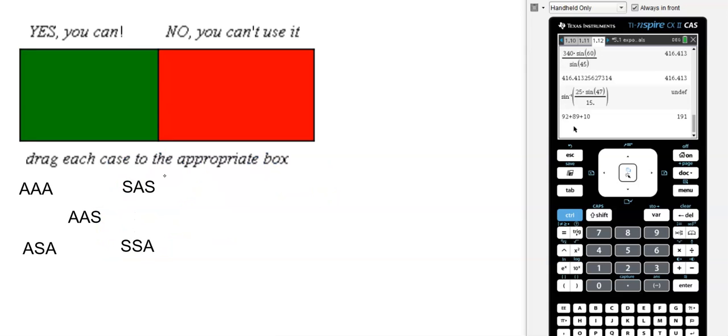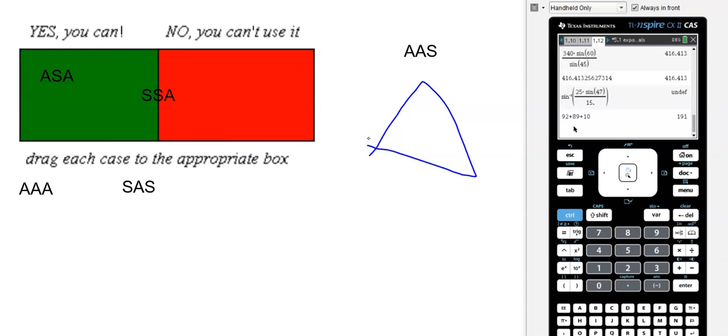What cases does it work? We talked about a couple cases. We mentioned the ASA case. Yes, you can. The SSA case is kind of in the middle. It's like, well, you can, but you have to be careful, and sometimes it doesn't form a triangle. We'll talk more about the ambiguous case then. Let's talk about AAS. Let's draw that out for a second. Say we're given this angle is 40, this angle is 60, and a side that's not included. Let's say this is 10.